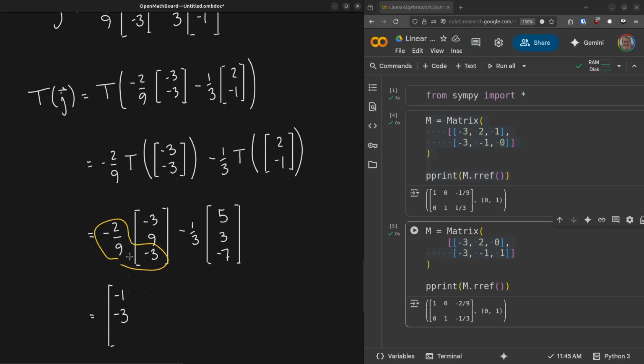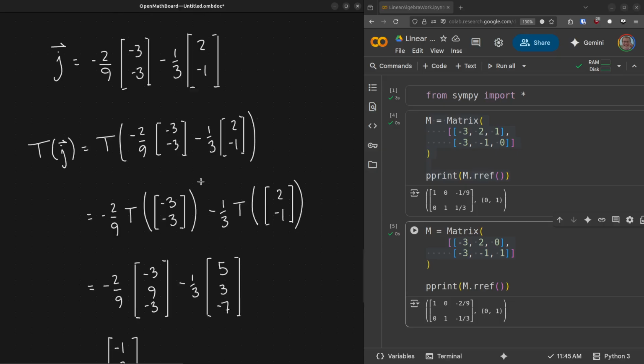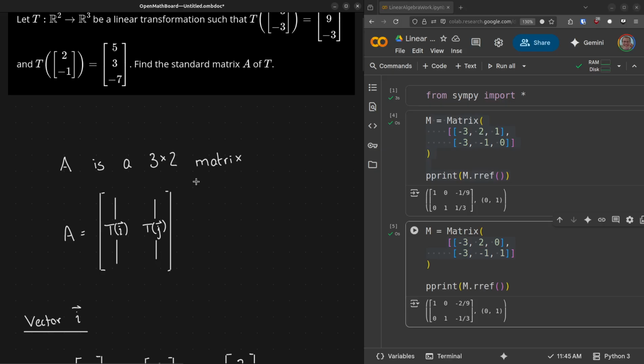And finally, negative 2/9 times negative 3 is positive 2/3. Negative 1/3 times negative 7 is positive 7/3. So 2/3 plus 7/3 is 9/3, or 3. And now I have the transformation on vector j. Okay, so I've got the transformation on I, I've got the transformation on j. Those mean that I have the columns for my standard matrix.